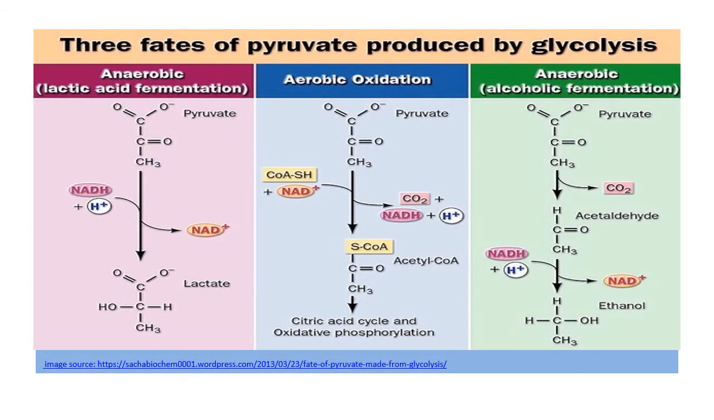Now, I am going to discuss the fates of pyruvate. There are 3 fates of pyruvate produced by glycolysis. When a limited amount of oxygen is available, pyruvate is reduced to lactate through lactic acid fermentation. In aerobic oxidation, pyruvate is oxidized to acetyl-CoA, which then enters the Krebs cycle or citric acid cycle. The third one is conversion of pyruvate to ethanol and carbon dioxide. In the complete absence of oxygen, pyruvate undergoes conversion into ethanol through alcoholic fermentation.